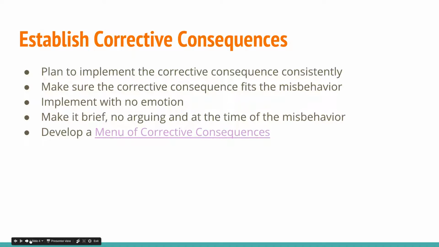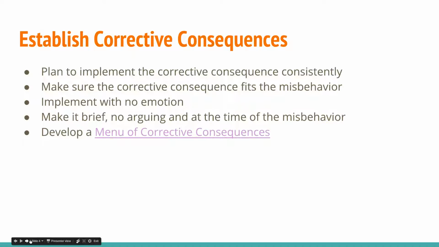So plan to implement corrective consequences consistently. Don't be wishy-washy. Make sure the corrective consequence fits the behavior, and that's really, really important. Implement with no emotion. Do not get emotionally involved when giving the consequence, and make it brief with no arguing at the time of the misbehavior. Some kids will thrive on that, and you don't want them to see that you're worked up. You don't want them to get in an argument with you about it. Explain the situation, tell them what the consequence is, and move on very quickly.